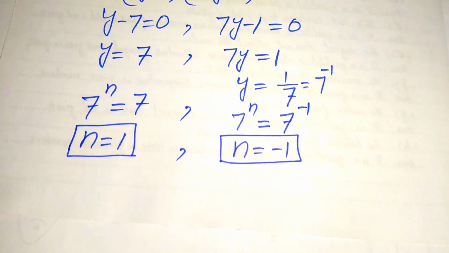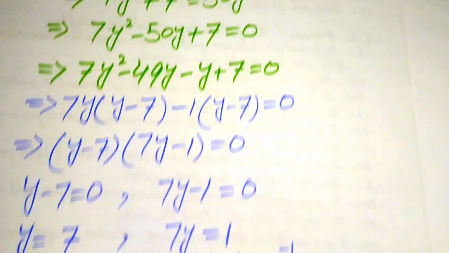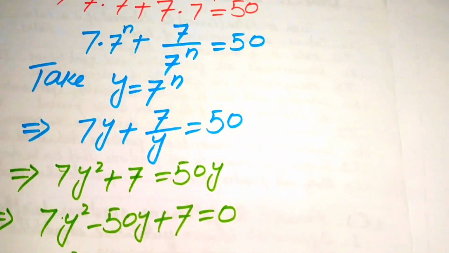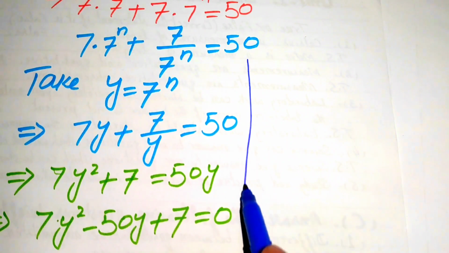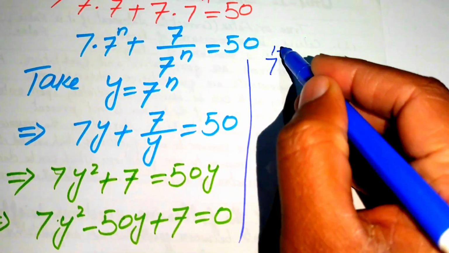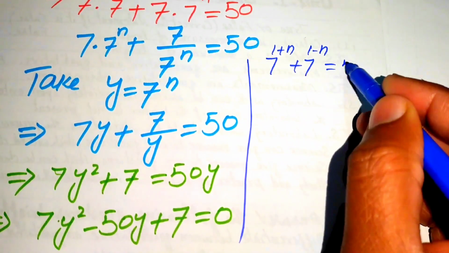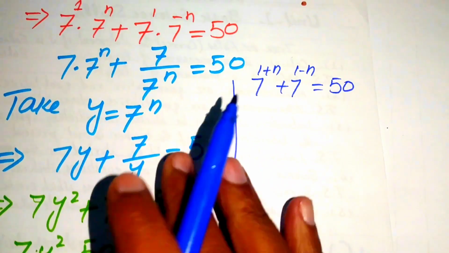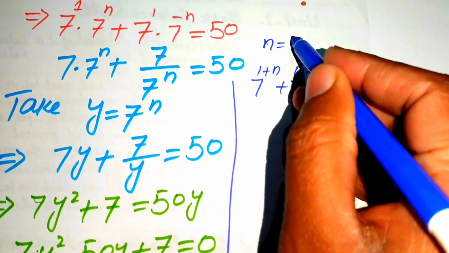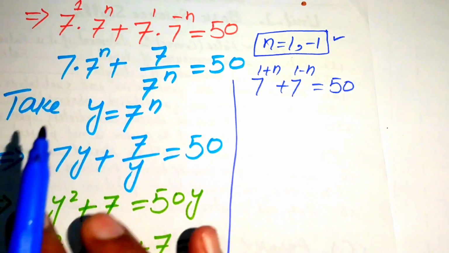And now we check both of these values. Do these two values satisfy the given question statement or not? So here the given question statement is 7 to the power of 1 plus n plus 7 to the power of 1 minus n equals 50, and we have two values, n equals 1 and minus 1. We check these two values.